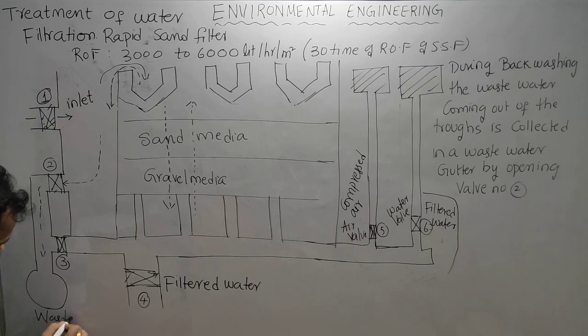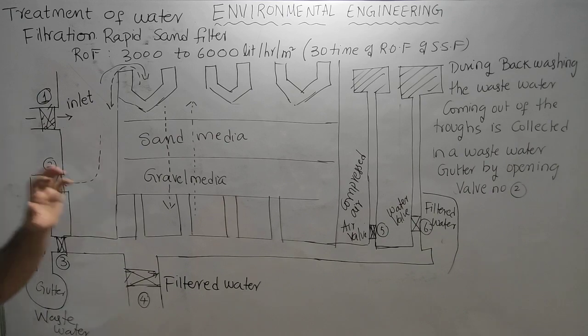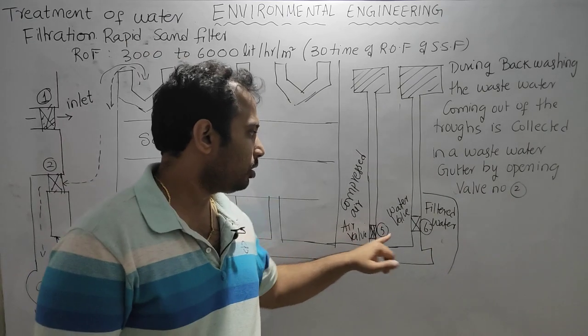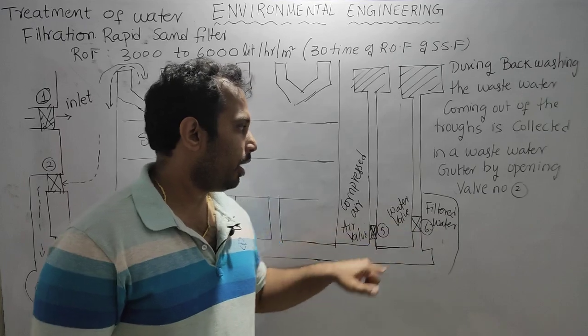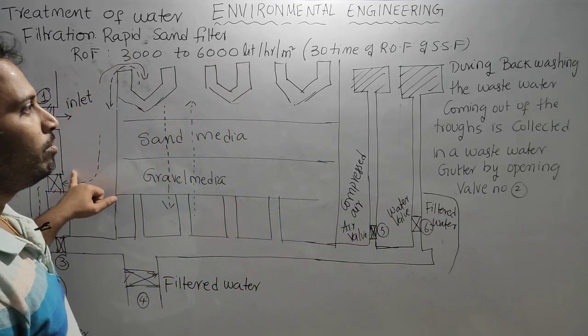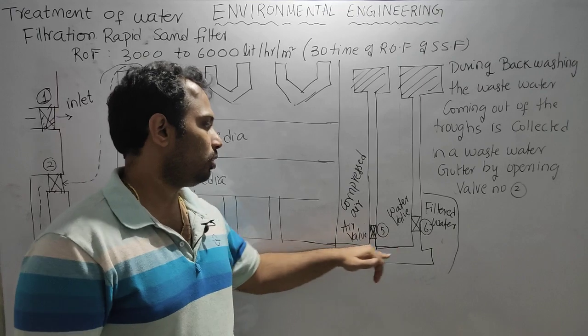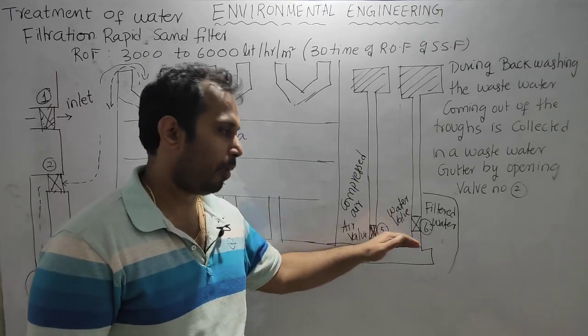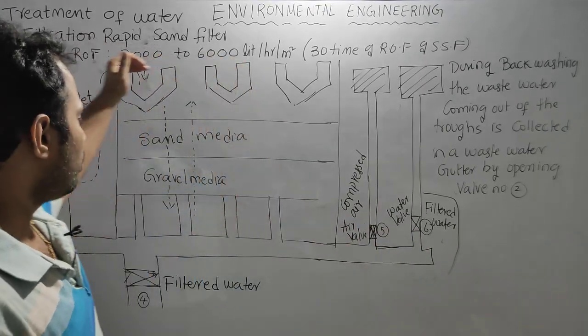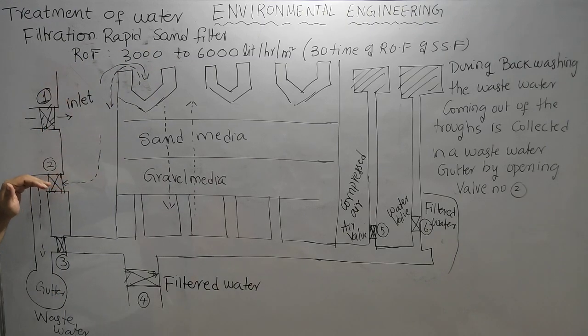This is the wastewater gutter. Whatever water comes out of this washing will enter through valve number 2 into the gutter. So during backwashing, if it is a high velocity backwash, valve number 6 will be opened and valve number 2 will be opened. And if it is slow velocity backwash, valve number 6 and valve number 5 are opened for backwashing, and after that whatever wastewater comes will be collected through valve number 2 into the gutter.